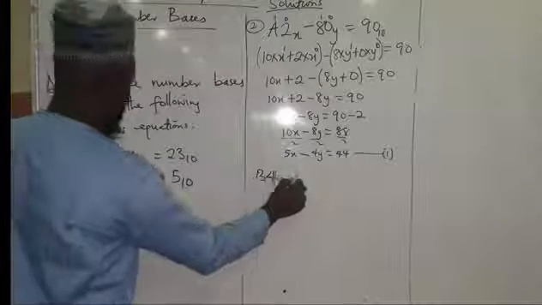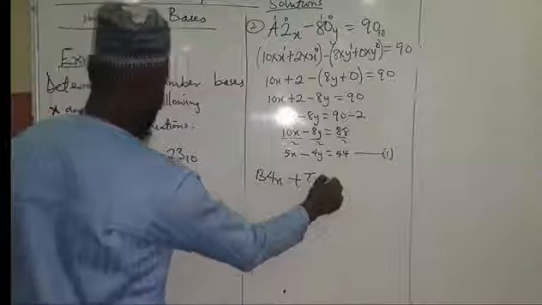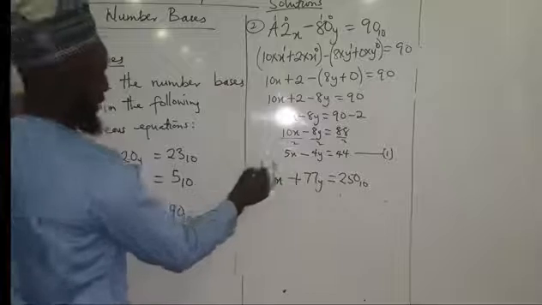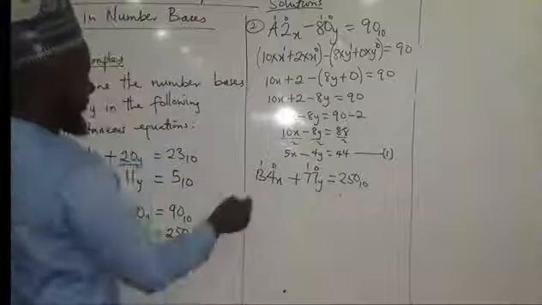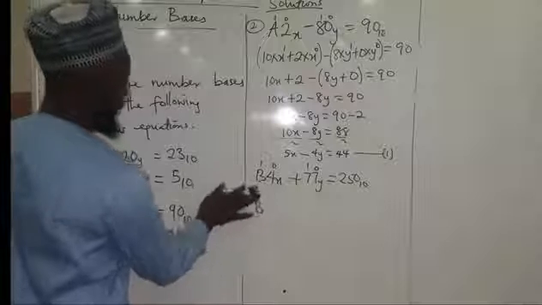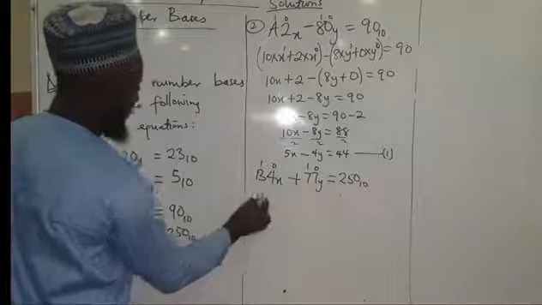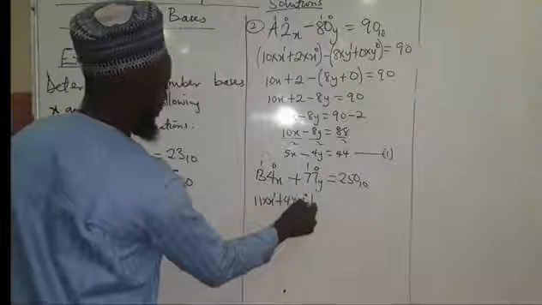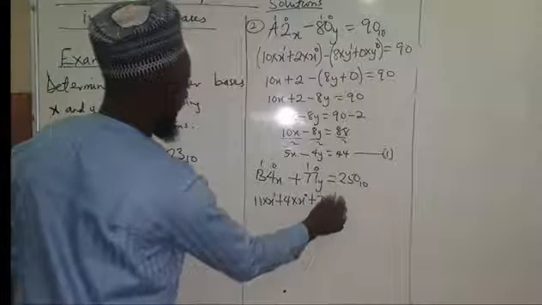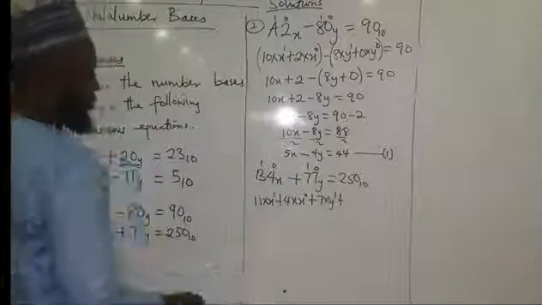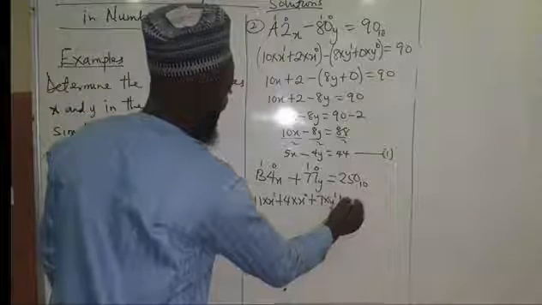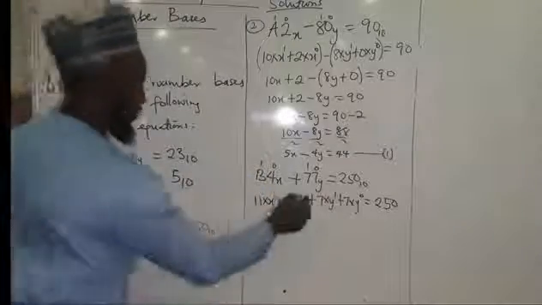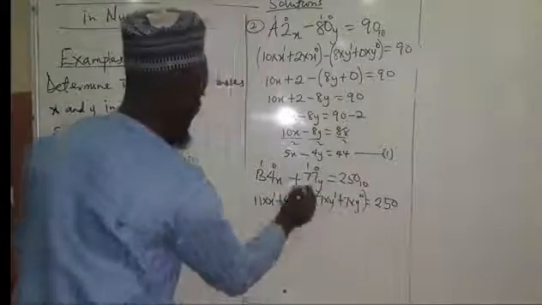4 base x plus 77 base y equals 250 base 10. So we convert it again. So this gives b, which is 11 multiplied by x raised by 1 plus 4 multiplied by x raised by 0 plus 7 multiplied by y raised by 1 plus 7 multiplied by y raised by 0, everything equals 250.